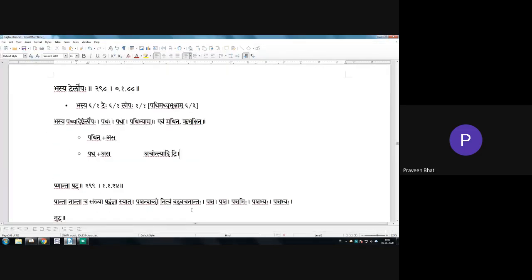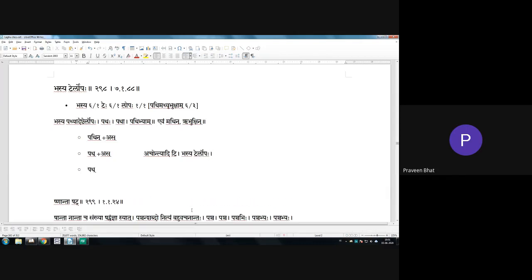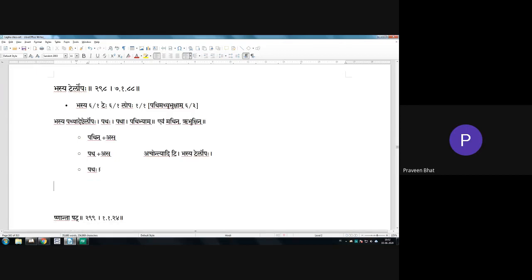So T we got now. Ter lopa by Bhasya. Ter lopa. Therefore, you will get Pathas. Pathas will become Pathaha with Ruttu Visarga. Putting it together, I've written the same thing, Pathas and then Pathaha. Here itself we can write Pathaha. That's the Rupa Siddhi after Ruttu Visarga.